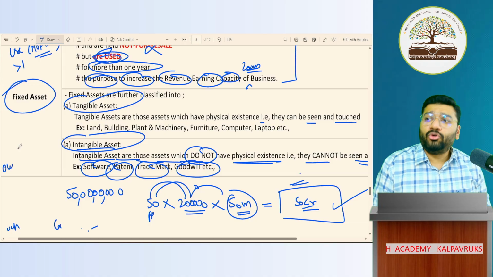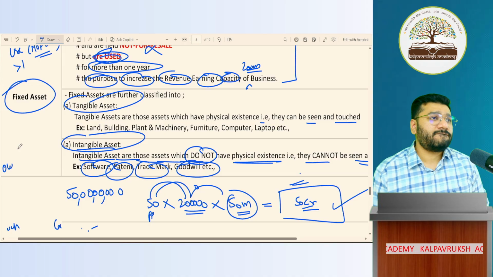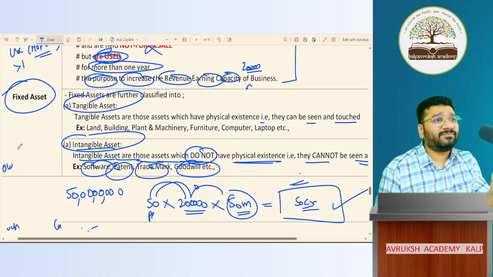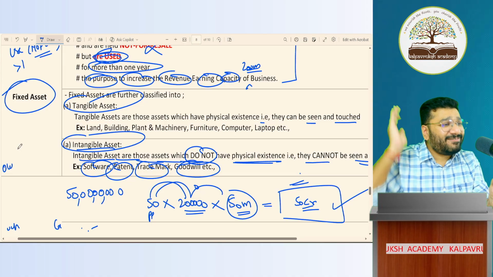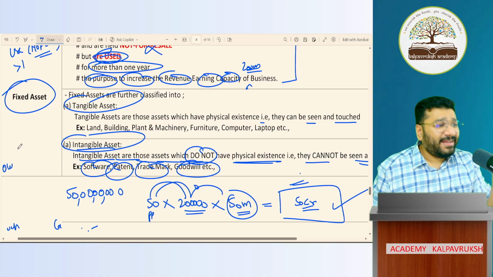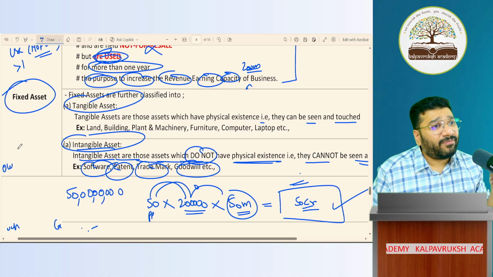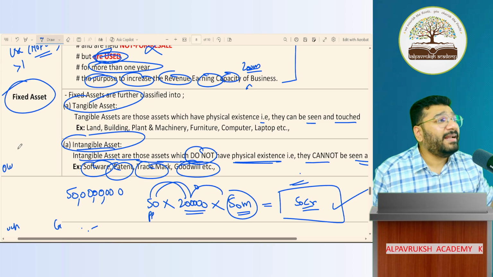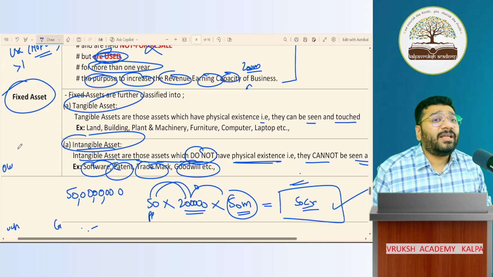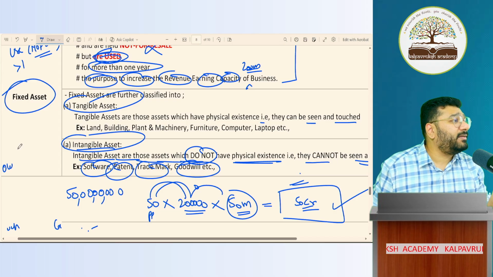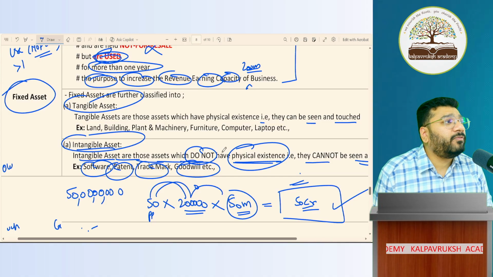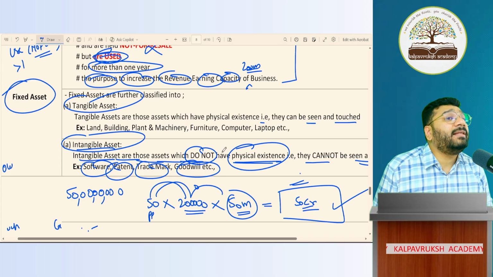Touch and show me. You, sir, touch the Zoom logo. Did you touch the Zoom logo? This is my asset. I'm holding this asset. I can hit this asset. Can you hit the Zoom software? Tell me. You cannot. Then it is not touchable. You cannot see it. So there is no physical existence of the software. Hence it is called an intangible asset.